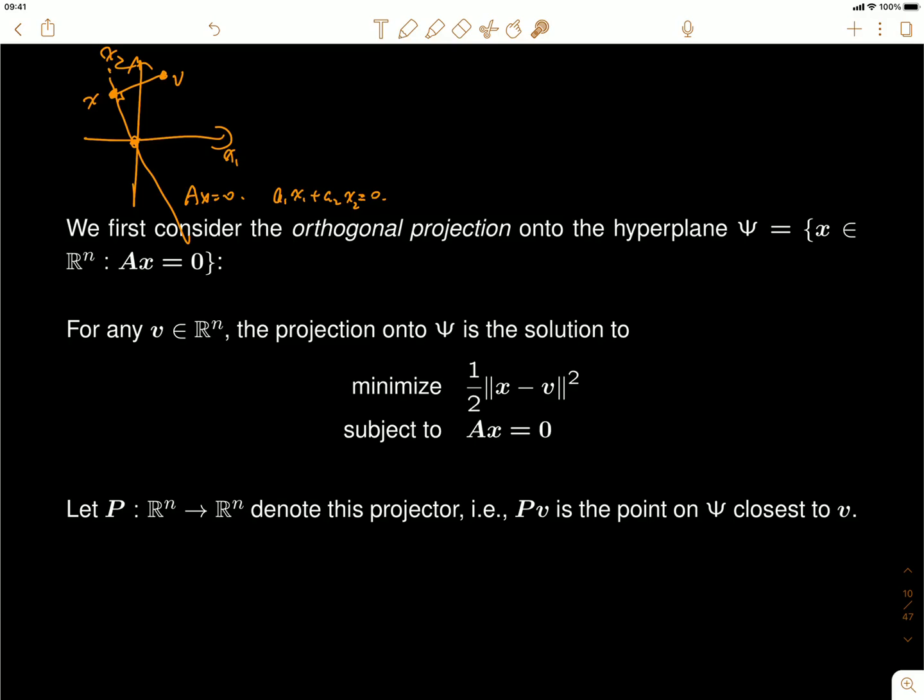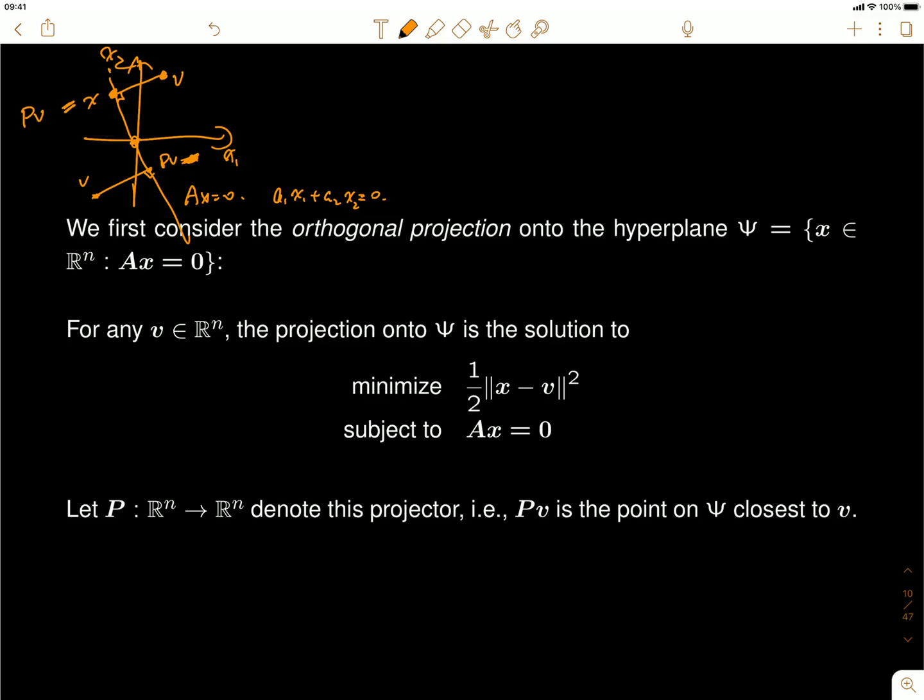Okay, and actually we will show later that this projection is a linear operation. So it means that it's linear in v. Given a v, we denote the projected point x here to be P of v. So for any vector v, you apply P to v, and you get a point that is the projection of v onto the plane. If v is here, then your projection here will be P of v.